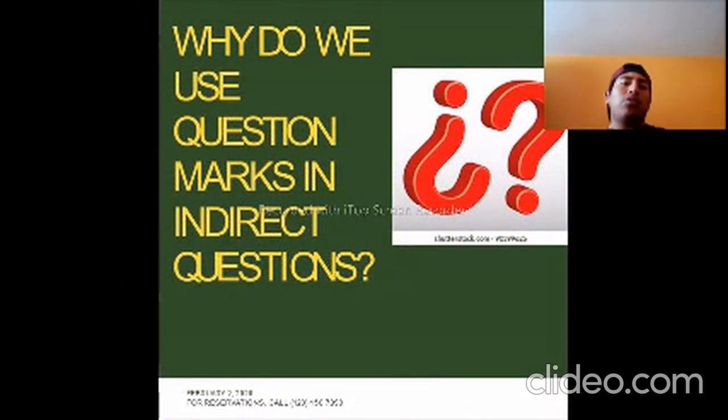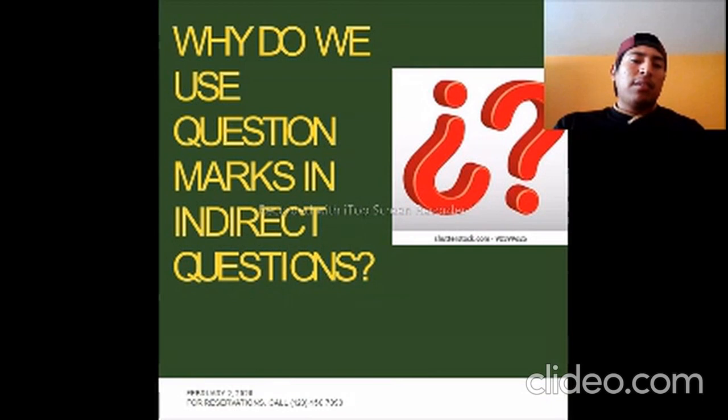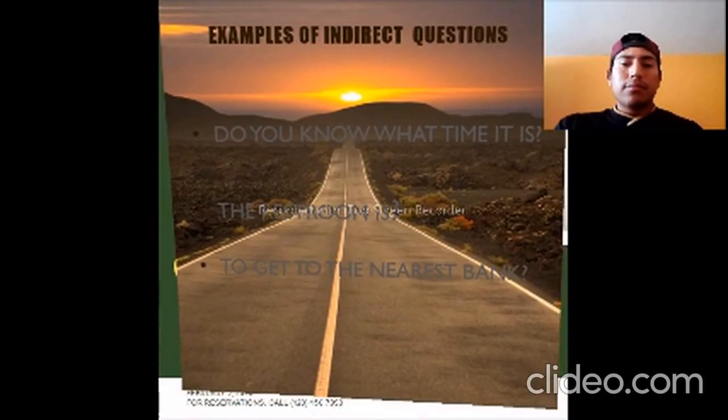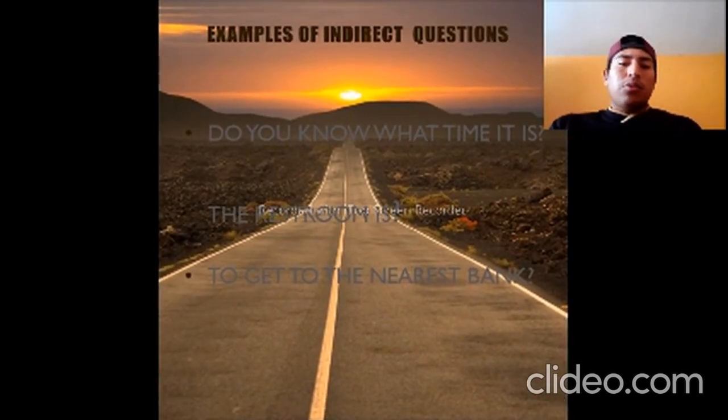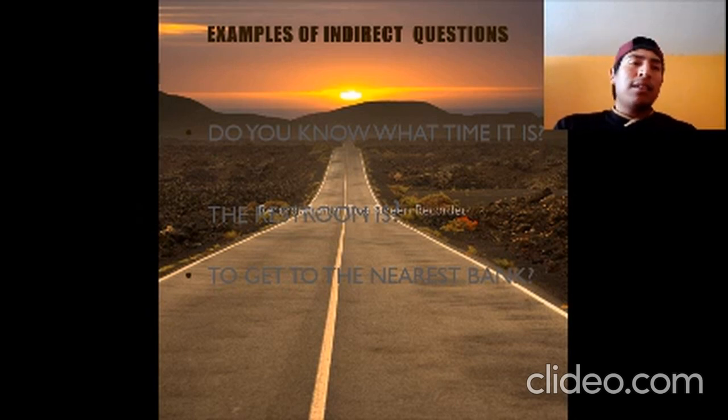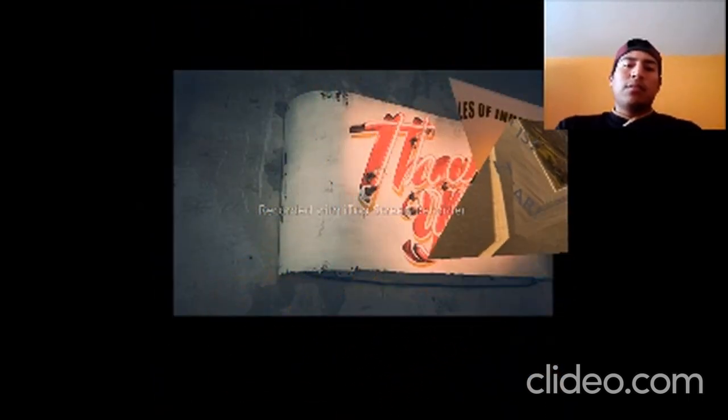Why do we use a question mark in an indirect question? In an indirect sentence, we don't put a question mark in the middle. Only one question mark can go at the end of the sentence. Example of the indirect question: do you know what time it is? The restaurant is next to the nearest bank. Okay, thank you, teacher.